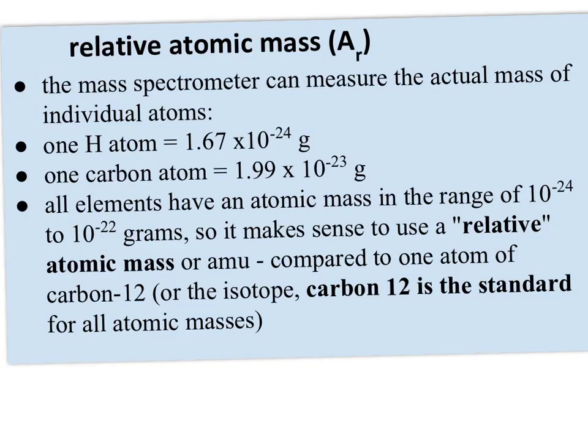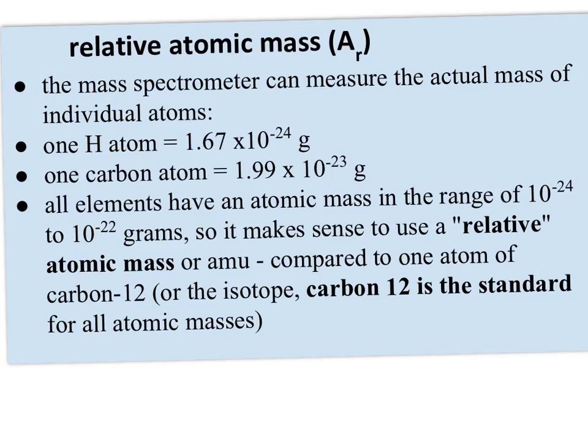Relative atomic mass is abbreviated Ar. The little r subscript just means relative. And the mass spectrometer has been developed. It can measure the actual mass of individual atoms. And so from this, we know one hydrogen atom is only 1.67 times 10 to the minus 24th grams. And one carbon atom is just 1.99 times 10 to the minus 23rd grams. And in fact, all elements have an atomic mass in the range of 10 to the minus 24th to 10 to the minus 22nd.